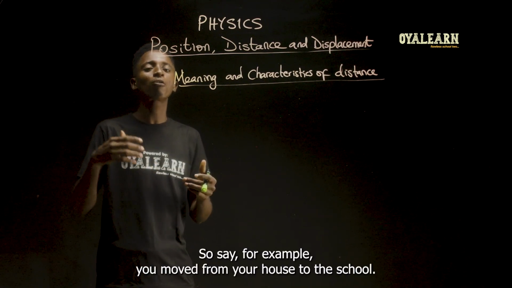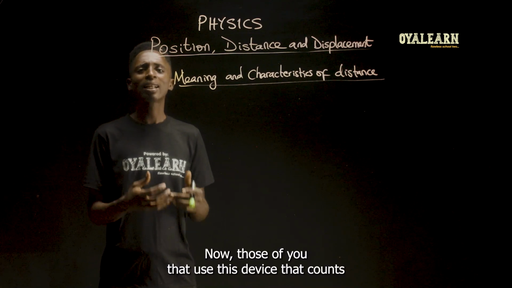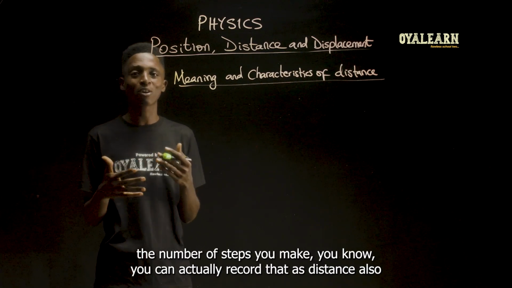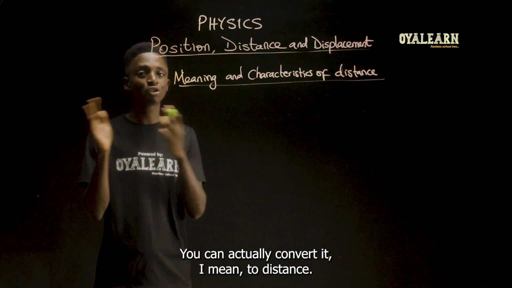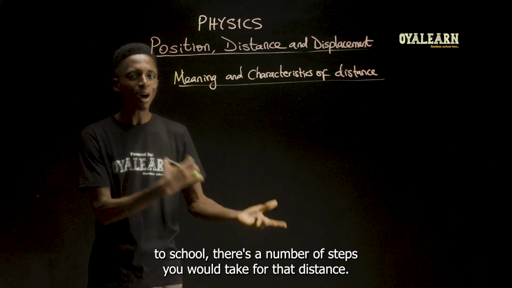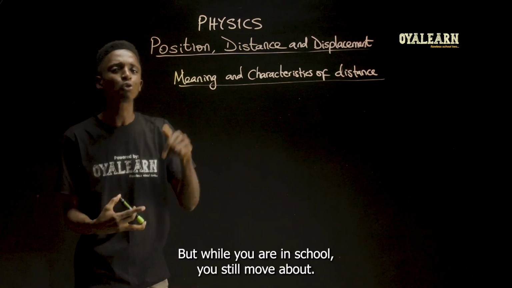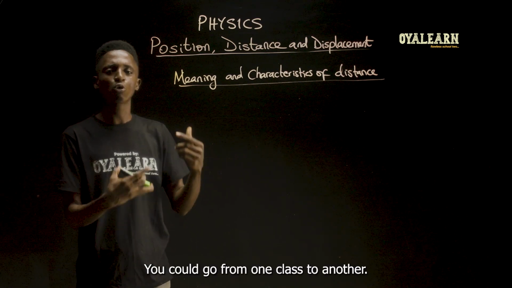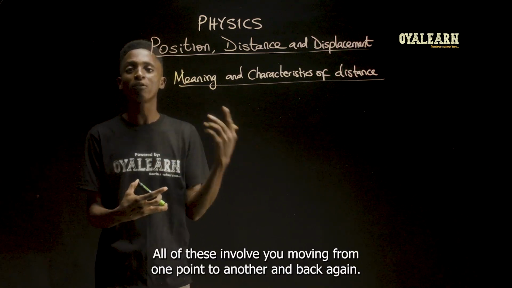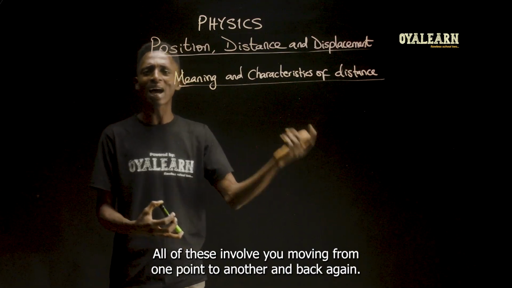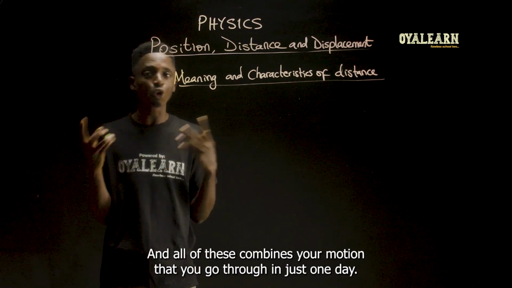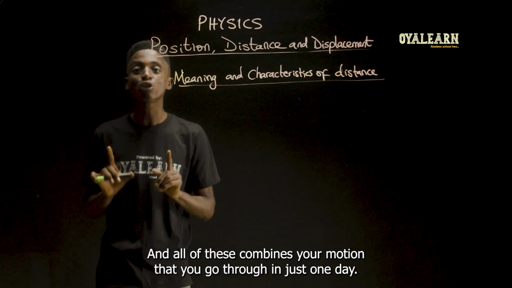So say, for example, you move from your house to the school. And now, those of you that use this device that counts the number of steps you make, you can actually record that as distance also. You can actually convert it to distance. So when you move from your house to school, there's a number of steps you will take for that distance. But while you are in school, you still move about. You could go from one class to another. You could go for recess. You could go for your break time. All of these involve you moving from one point to another and back again. So you see, you are going through different routes, different paths, and all of these combine to your motion that you go through in just one day.